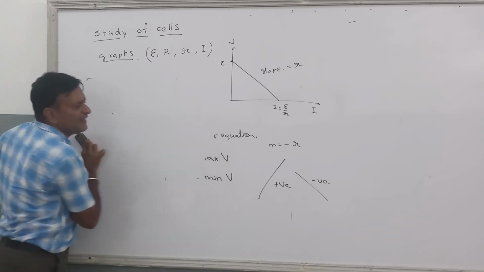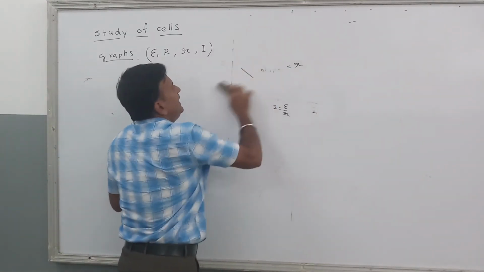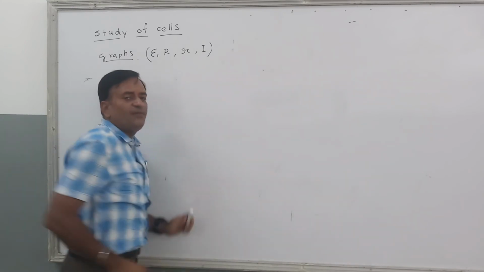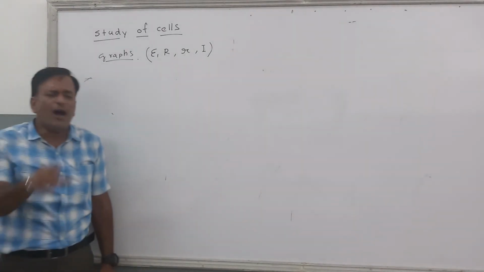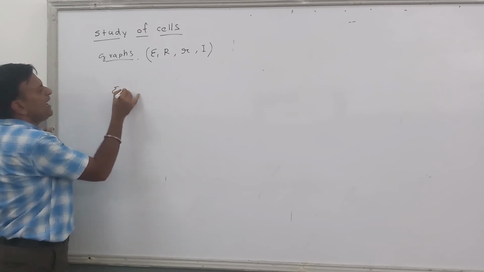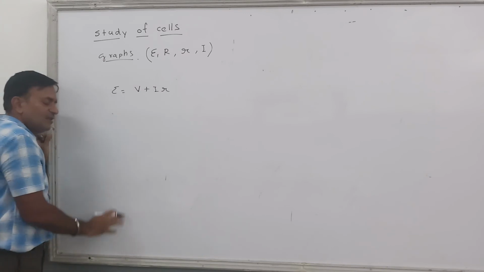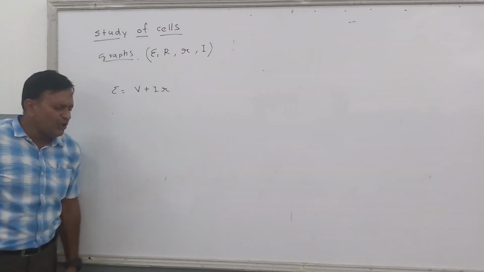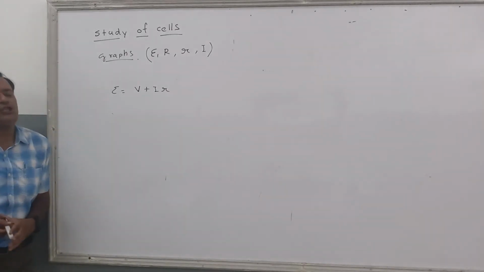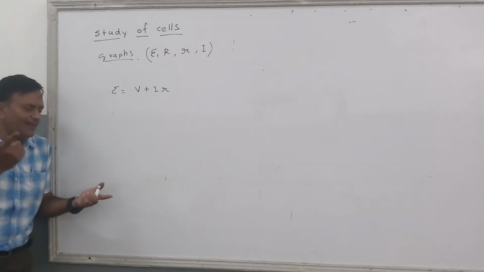These three graphs we have to study, and apart from this, let me tell you one more thing about cells before I finally finish today. Listen very carefully. What is the cell equation? The cell equation is epsilon is equal to V plus IR. This is the equation of the cell which is used when the cell is discharging.